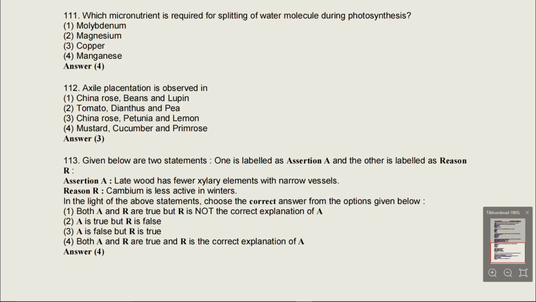The next one: given below are two statements. One is labeled as assertion A and the other is labeled as reason R. The assertion A is: late wood has fewer xylary elements with narrow vessels. Reason R: cambium is less active in winters. So the answer is 4. Both A and R are true and R is the correct explanation for A. This question is taken from Unit 2 Structural Organization in Plants, Chapter 6 Anatomy of Flowering Plants.